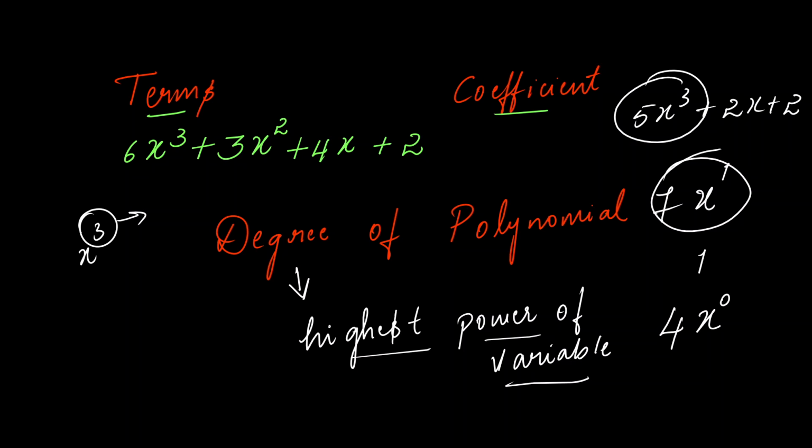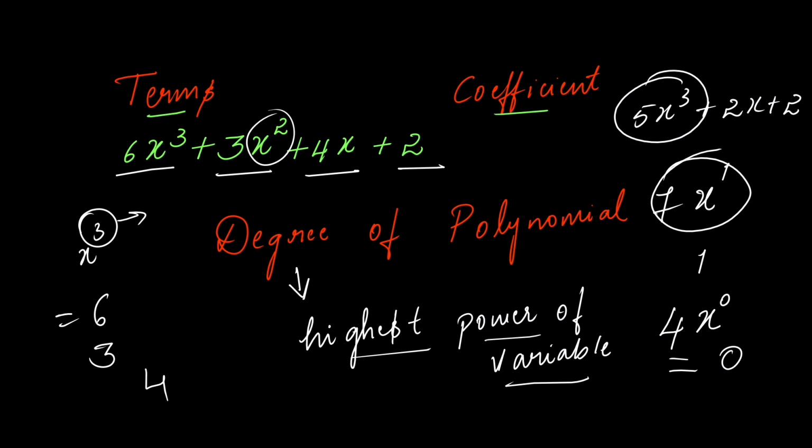Now, you understood what are terms, coefficient and degree of polynomial. Now, I will explain it again. In this expression, we have 4 different terms: 6x cube, 3x square, 4x and 2. Now, what is coefficient? The coefficient of x cube is 6. The coefficient of x square is 3. The coefficient of x is 4. And the last one is constant. So, including constant, we have 4 terms and the coefficients are 6, 3 and 4.